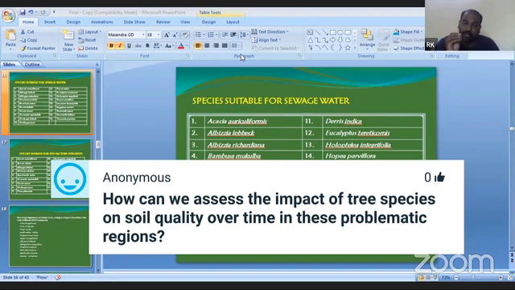The second thing is soil quality over time. For this polluted area, what is the first problematic soil condition? What is the first pH? Then you check again after planting. Immediately, it will not be assessed.